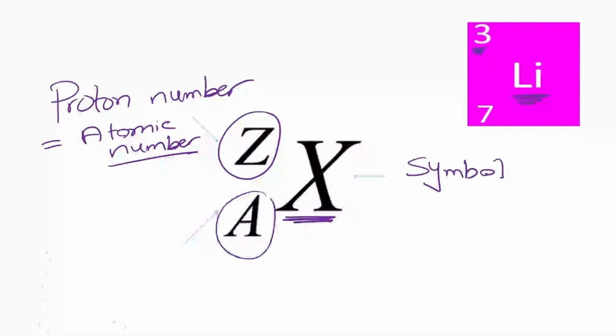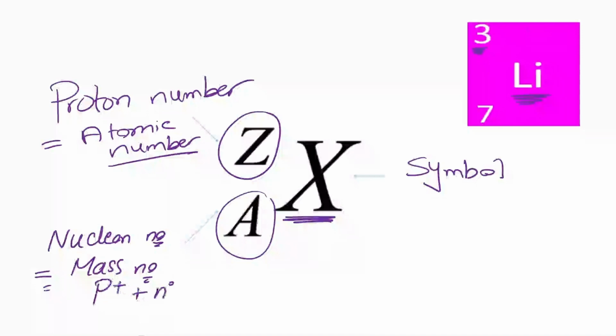And A here represents the nucleon number. In other words, we can call it the mass number. The mass number is equal to the number of protons plus the number of neutrons. So here regarding lithium, lithium has an atomic number of 3. So how many protons does lithium have? Lithium has 3 protons.